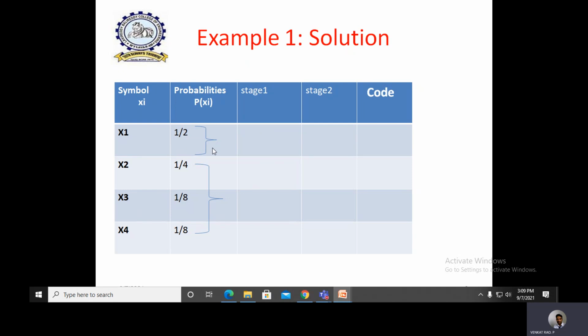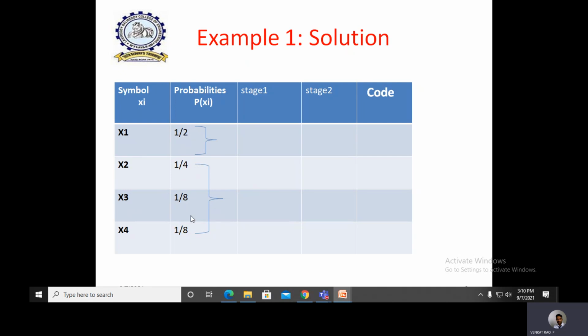For example, this is one group and these 3 are another group. Now let us add the probability. The sum of the probability in this group is 1 by 2, and when we add all these probabilities, what is the value? 1 by 4 plus 1 by 8 plus 1 by 8. This is 1 by 4 plus 1 by 4, that is 2 by 4, that is 1 by 2. So the total sum is also 1 by 2.